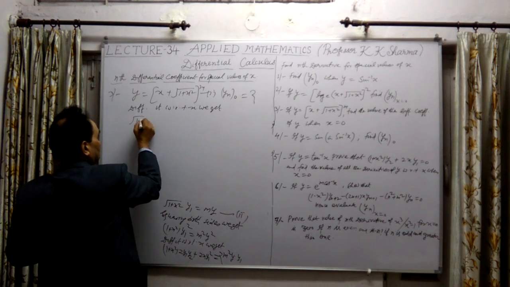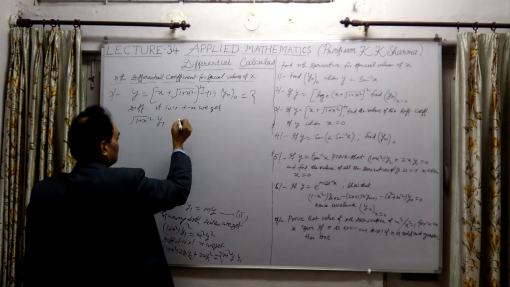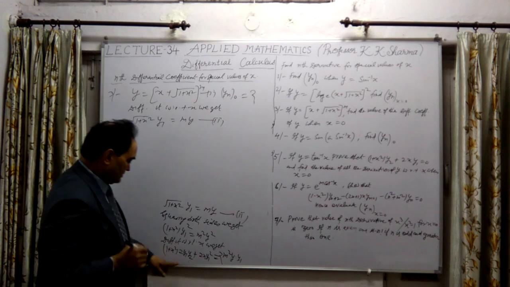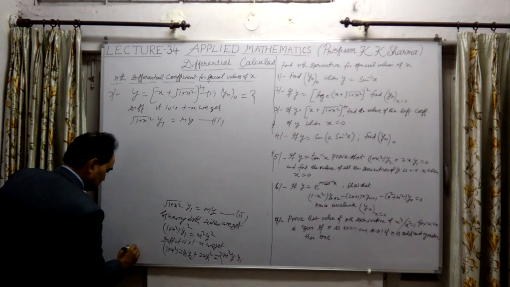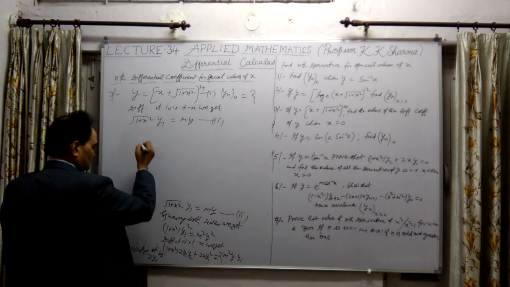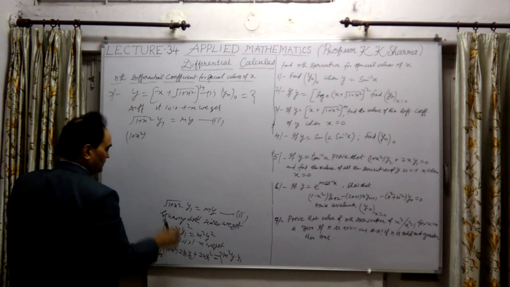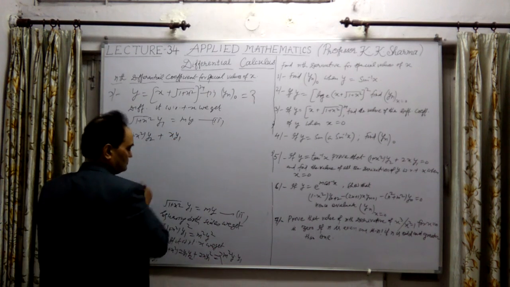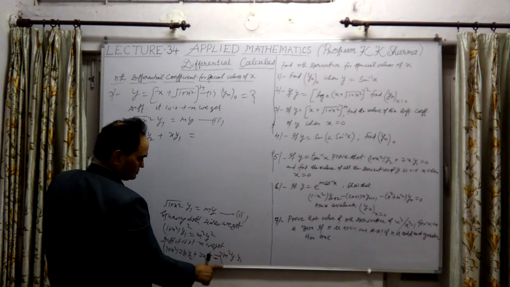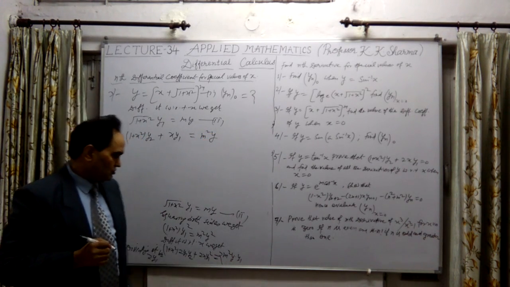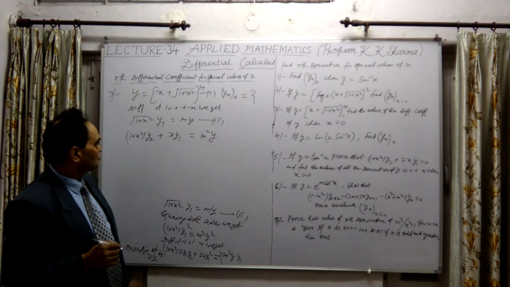Let me write this first: 1 plus x square into y1 in the square root equals m into y. This is the second equation. The third one we have obtained after dividing by twice y1. So dividing both these sides by twice y1, we get 1 plus x square into y2, plus 2 into y1 cancel out, this is x into y1, equal to, 2 cancel out, only m square into y. This is m square into y only, y1 and 2 cancel out. Okay, so this is the value.